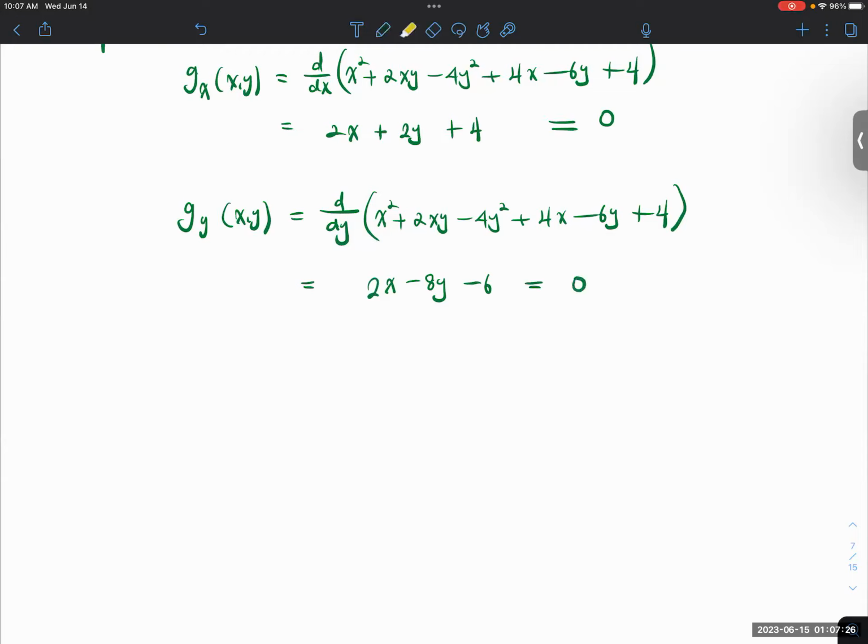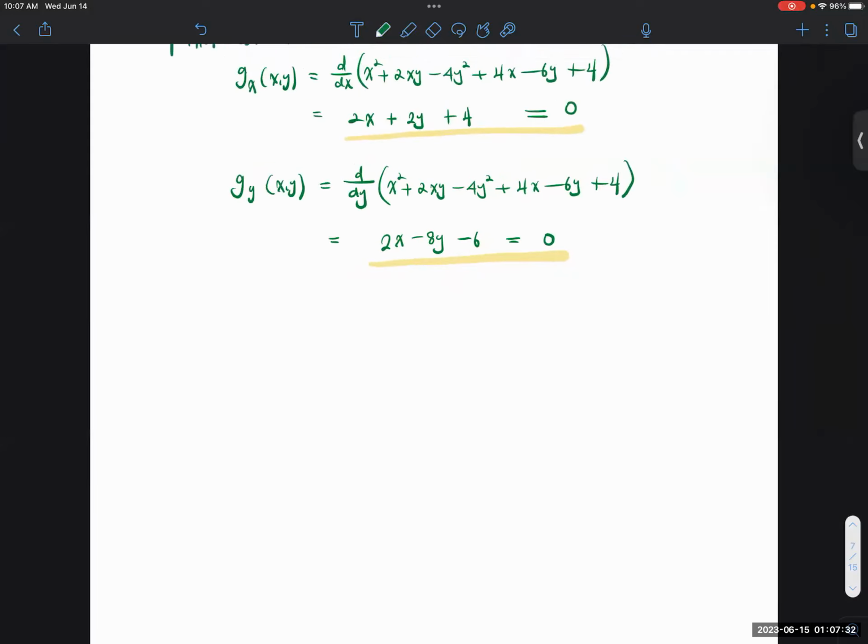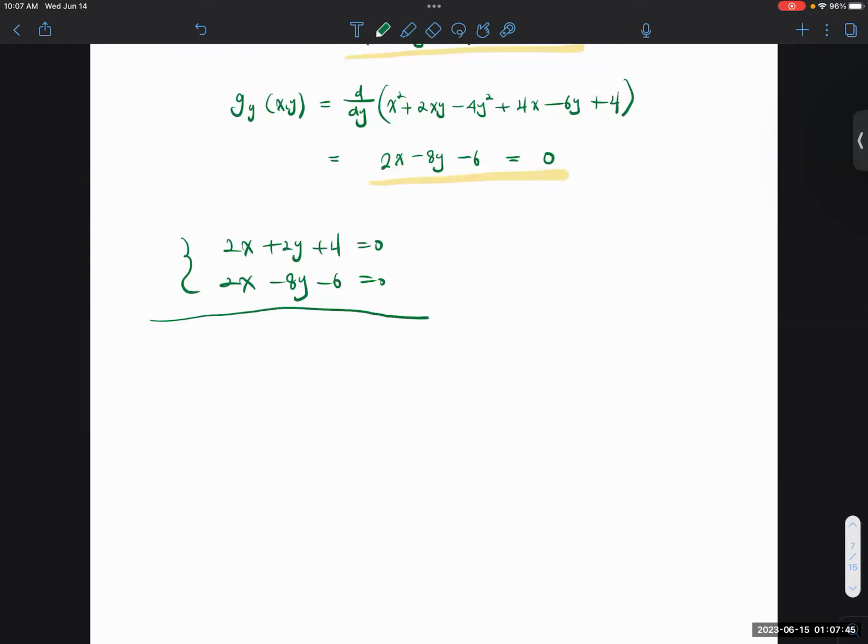So you have two equations, and then you need to solve for x and y. We're going to just work on those two equations. So we have 2x plus 2y plus 4 equal to 0, and 2x minus 8y minus 6 equal to 0. This is a system of equations, isn't it? So you can solve for x and y by subtracting. So 2 minus, change it to positive, plus 10 equal to 0. So y will be negative 1.